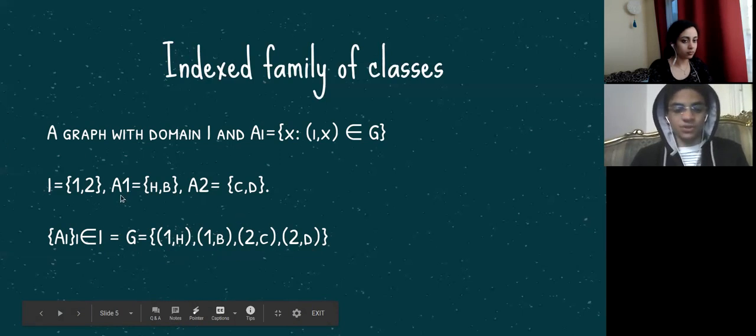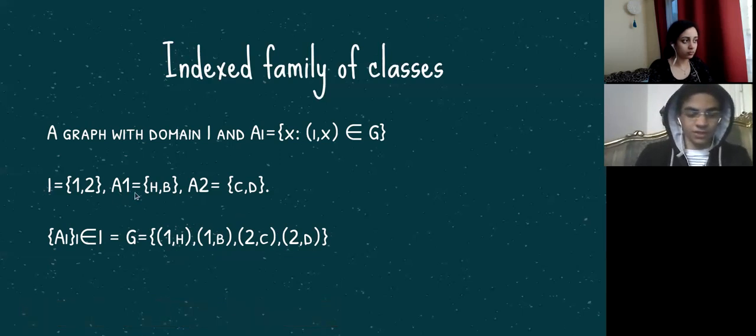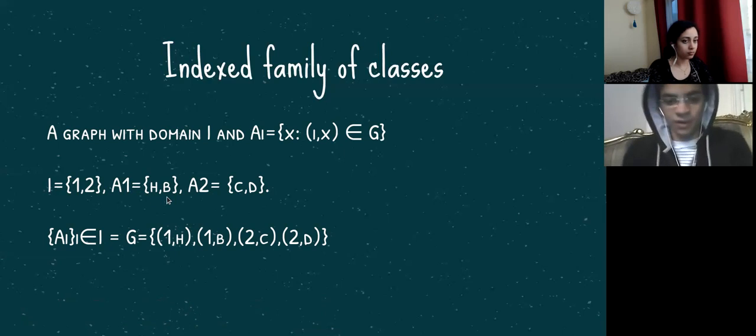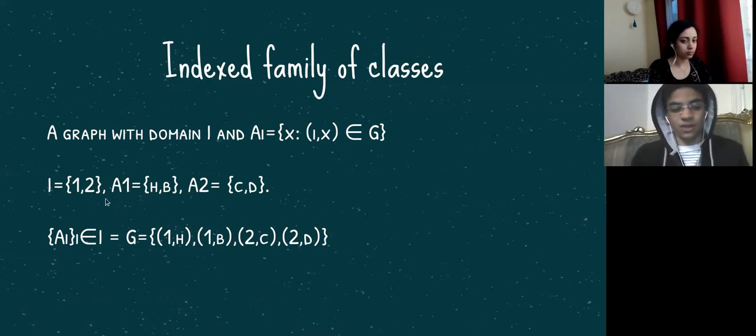If you just think of it, I'm taking A sub 1, so I take 1 as my domain, as the first part of the ordered pair. And then I take H as the second part of the ordered pair, and B as the second part of the ordered pair. And this can be applied in general to any number of indices and any number of classes, actually.